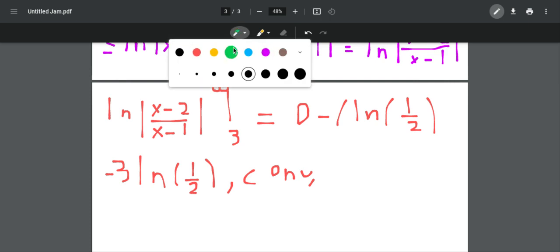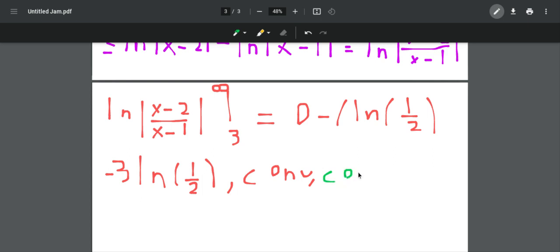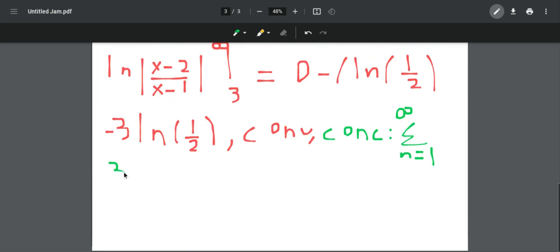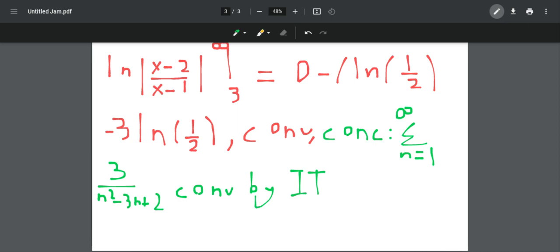I'm going to write this in a different color. Our conclusion is that the series from n equals 3 to infinity of 3 over n squared minus 3n plus 2 converges by the integral test. And that's it for this video.